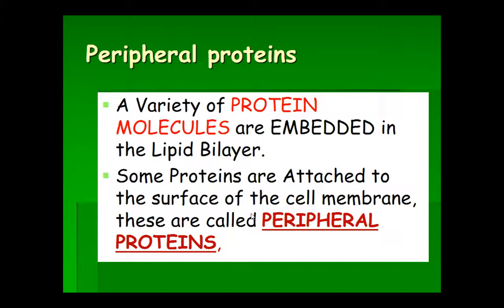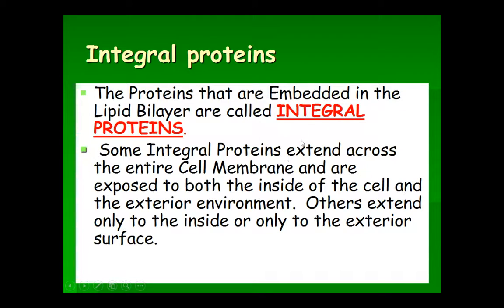Some proteins are attached to the surface of the cell membrane, while others are peripheral. Peripheral means outside, like peripheral vision means the outskirts of your vision. These outside proteins tend to be doorways that water can travel through a lot. We also have integral, or internal, proteins. Some go just to the inside and some go all the way through. So some integral proteins extend across the entire cell membrane, exposed to both the inside and the exterior environment, while others only go to the inside.